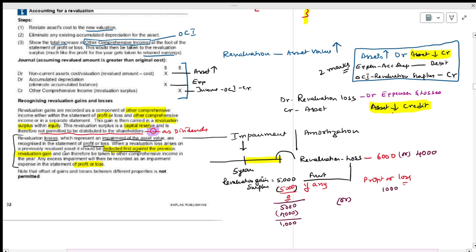Still you have a balance, and in future maybe there will be some additions or adjustments, plus or minus. What is the rule? They say if there is any revaluation loss, it is going to be identified as an impairment. First you have to take it to the previous gain, then you have to take it to the profit and loss account. Directly we should not show it in the profit and loss account. Is it clear to you?